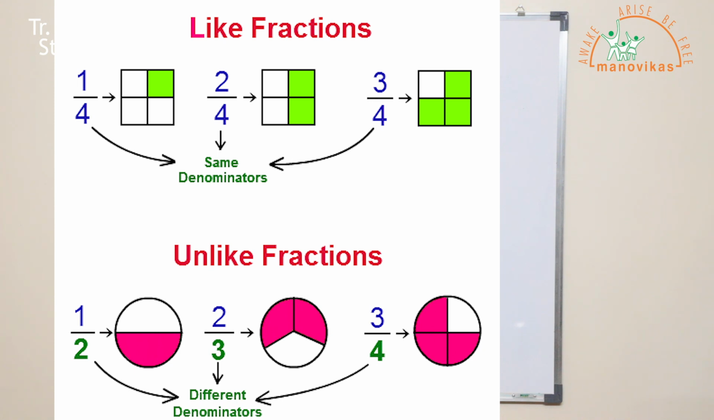So how do we separate like and unlike fractions? Like fractions are a group of fractions having the same denominators. Unlike fractions are a group of fractions having different denominators.